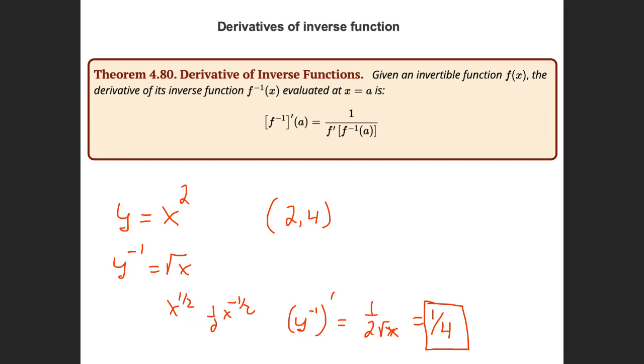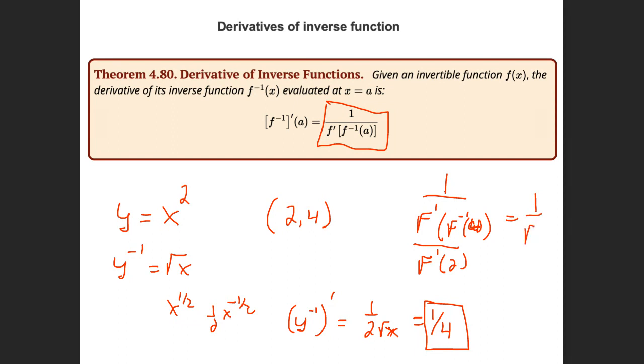Well, this formula just says that it's just 1 over the derivative of f inverse of a. Well, in this problem, my value, f inverse, is 4. Because when I plug in 4, I get 2. So if I put 4 in here, f inverse of 4 is 2. So this is just 1 over f prime of 2.